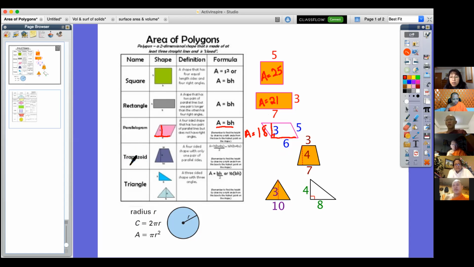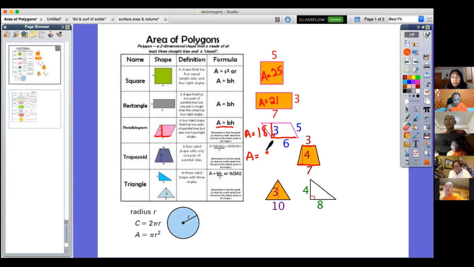Okay, now this one is really tricky. This shape is called a trapezoid, okay? A trapezoid has 2 sides that are parallel. Parallel means they go in the same direction. Parallel lines don't meet. So a trapezoid looks like this. When you are looking for the area of the trapezoid, you take base 1 plus base 2 divided by 2 times the height. So this is how you find the area of a trapezoid.